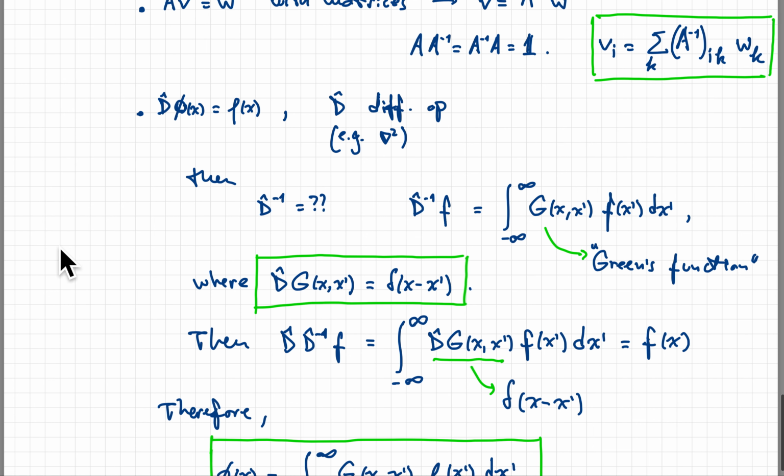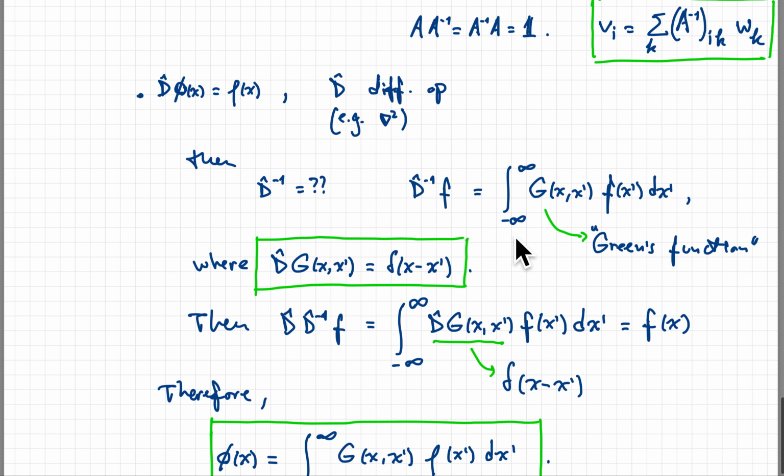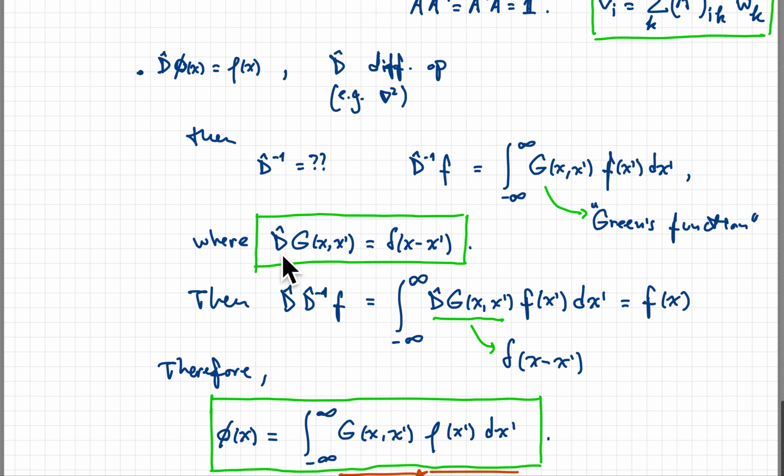And the characteristic property of this function, g of x x prime, is that when you apply the operator, the D hat, our differential operator, you get delta of x minus x prime. And you see that has to be the case, because if you have this property, then you can apply D to this D inverse f, and then that D goes straight to hit x here.